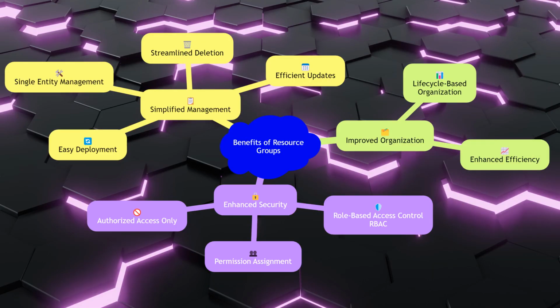Resource groups offer several benefits, including simplified resource management, improved organization, and enhanced security. By grouping related resources, you can manage them as a single entity, making it easier to deploy, update, and delete resources. Resource groups also enable role-based access control, allowing you to assign permissions at the group level. This ensures that only authorized users can access and manage resources, enhancing security. Additionally, resource groups provide a way to organize resources based on their life cycle, improving overall efficiency and management.